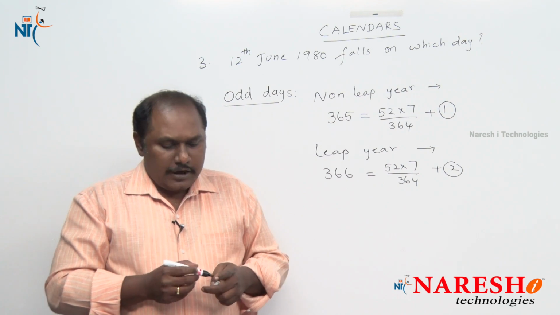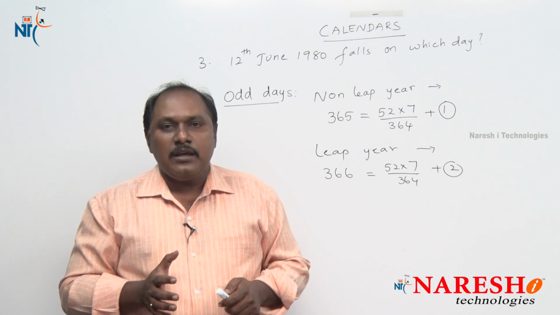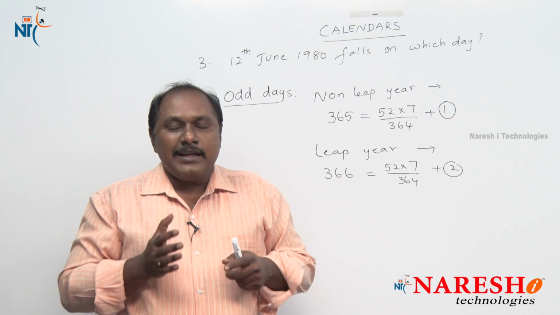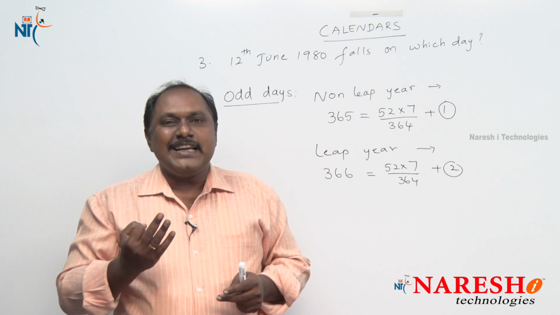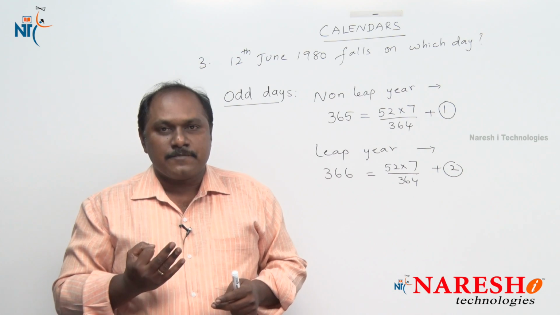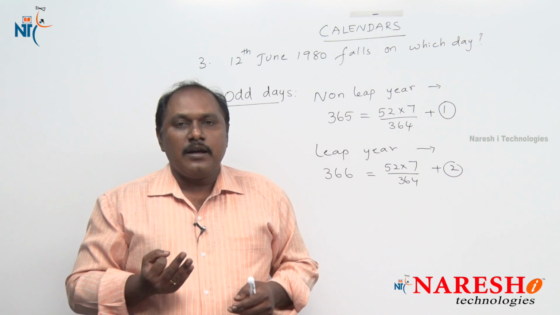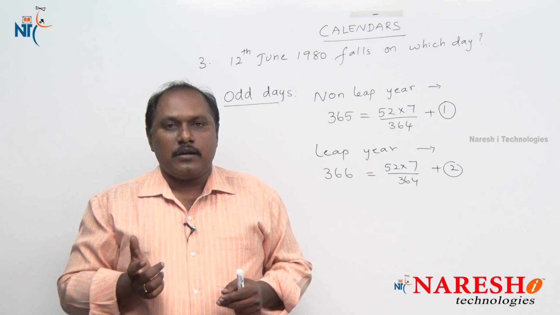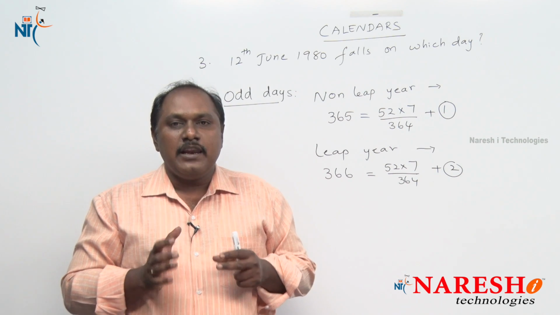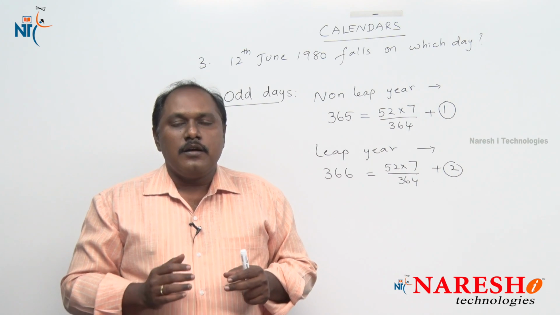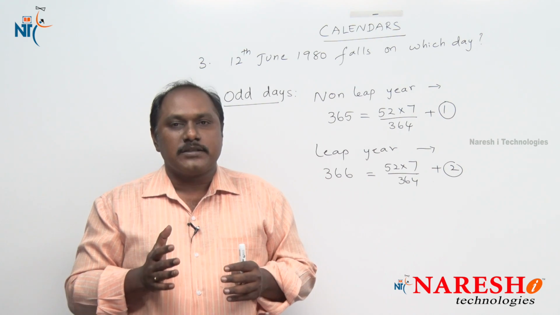Now, if you look into the months of the year, the month January has 31 days. In these 31 days, we can make 4 weeks, 7 fours are 28, and 3 days are remaining. Those 3 are odd days. So, the month January has 3 odd days. February has 0 or 1. If it is a non-leap year, it is 0. If it is a leap year, it is 1. March has 3 odd days because March has 31 days.